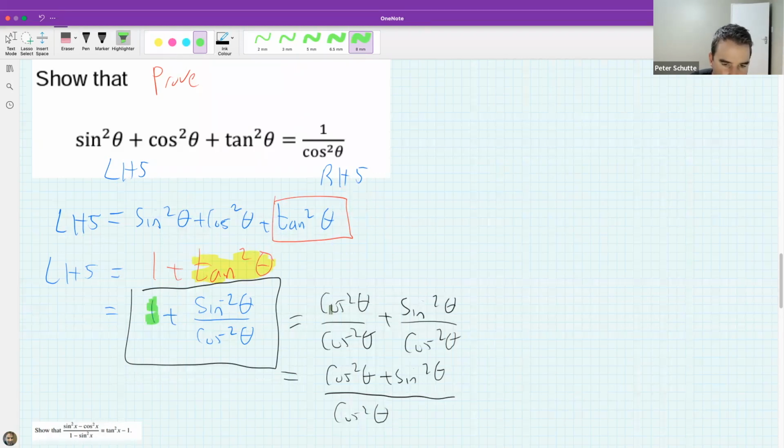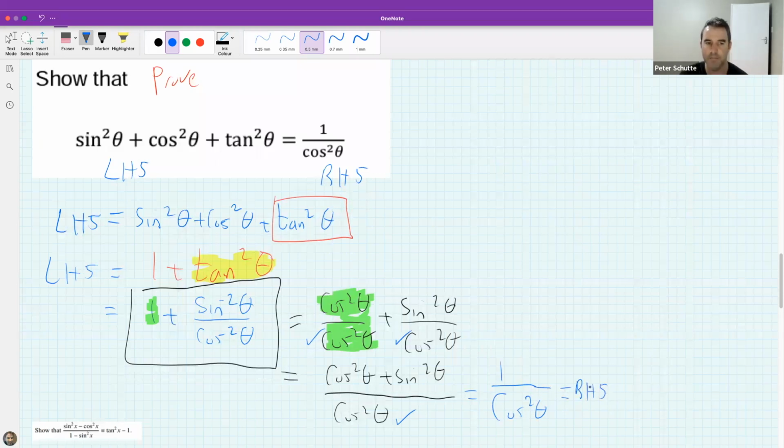1 can be written as anything over itself. And because we really wanted denominators of cos squared theta, we rewrote 1 like this. And the reason Rhea did that was because now the denominators are the same. And once the denominators are the same, we just write it down and we add the numerators. Then Cody says, so cos squared theta plus sine squared theta is 1. So that bit is 1. And this is cos squared theta. And luckily, this is now equal to the right-hand side. And so we proved it.